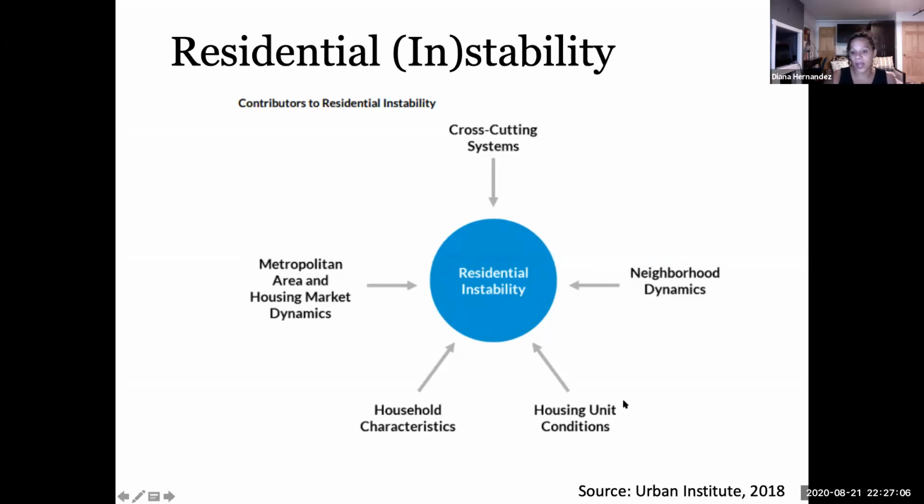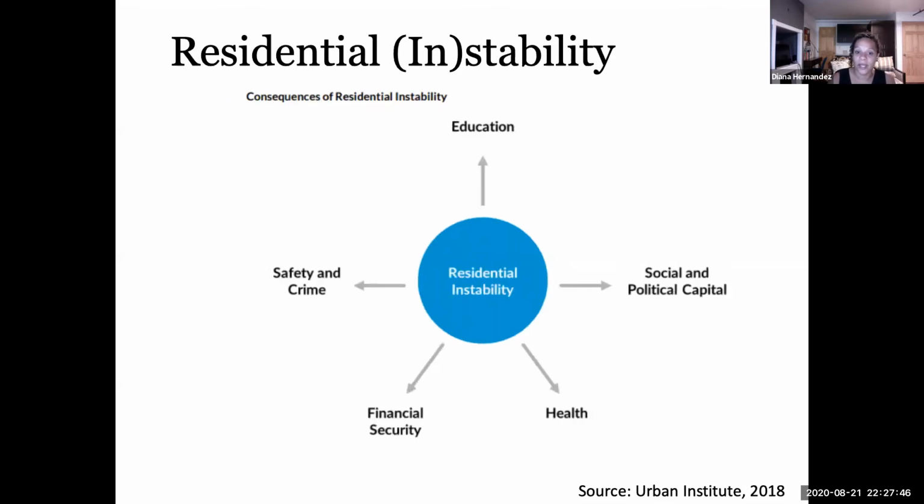For instance, you have housing unit conditions, right? So people often leave their units when the housing conditions are untenable. You have household characteristics. People's families may grow, or they may have smaller families. Something about the household characteristics may change, including employment status or wages, for instance. And then you have metropolitan area and housing market dynamics. Essentially, these are all contributors to what would make a residential situation unstable.